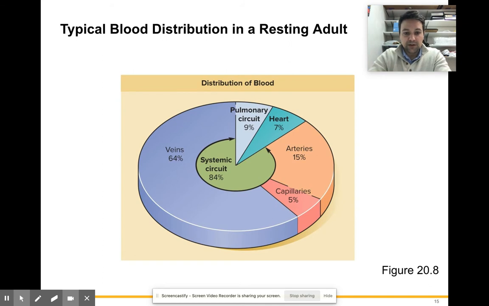So now if we take a look at the distribution of blood in adults, that's exactly what I just said. 64% is in your veins, 15% is in your arteries, about 7% in your heart, and 5% is in your capillaries.